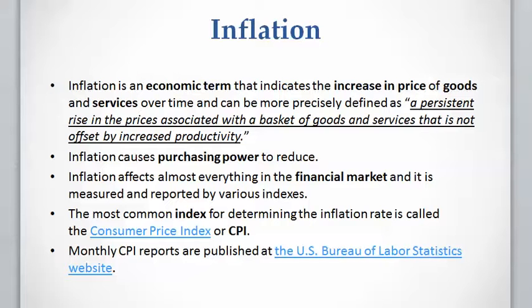The most common index for determining the inflation rate is called CPI, or Consumer Price Index, and it is published by the US Bureau of Labor Statistics. For example, the percentage change in CPI in a year compared to the previous year indicates the inflation rate for that year. Inflation causes purchasing power to reduce.